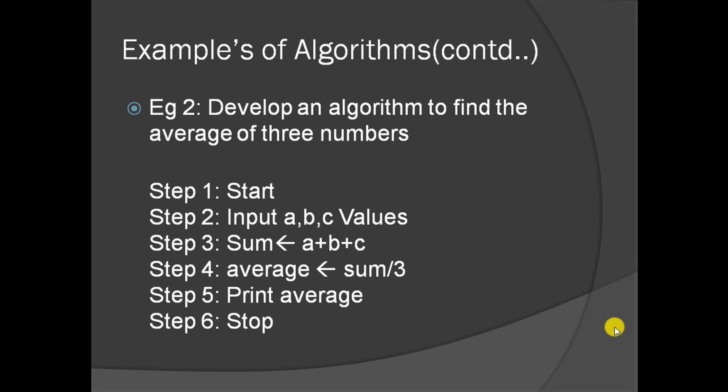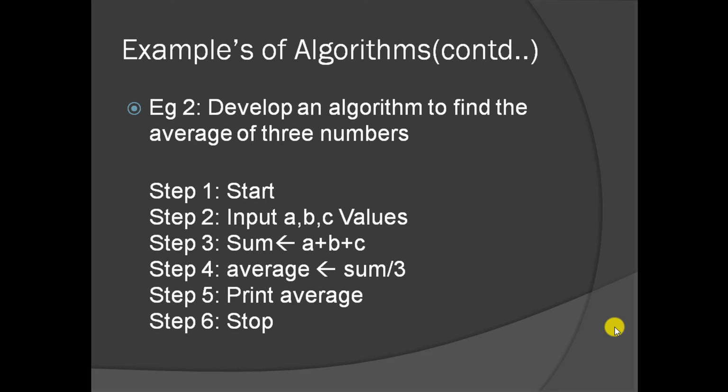In example 2, we are developing an algorithm to find the average of 3 numbers. In order to find the average of 3 numbers, we need to take 3 input variables. Step 1 is start. Step 2 is we need to input a, b, c values, and in step number 3, we need to perform the sum of these 3 values, right? We are calculating a plus b plus c. The result we are storing in the sum variable.